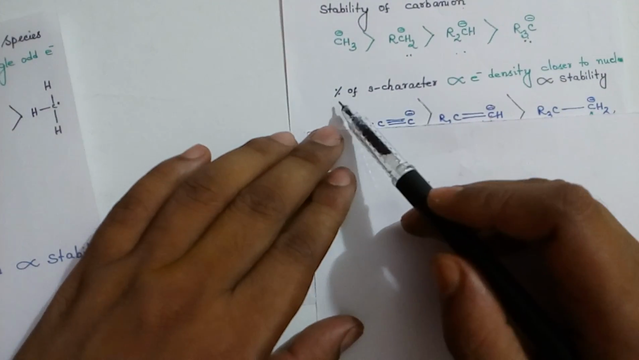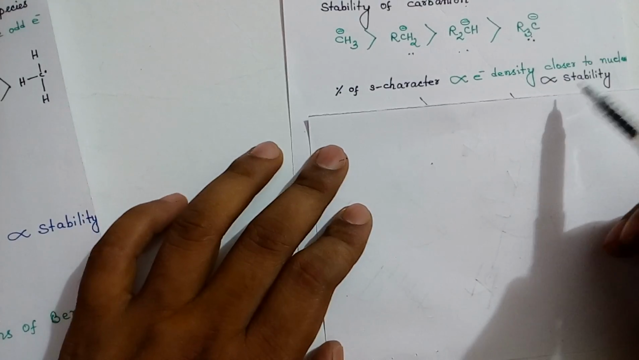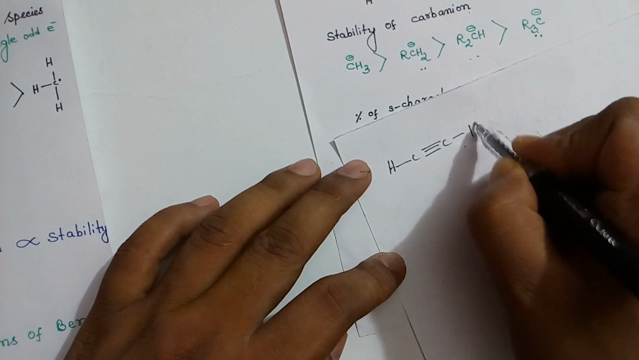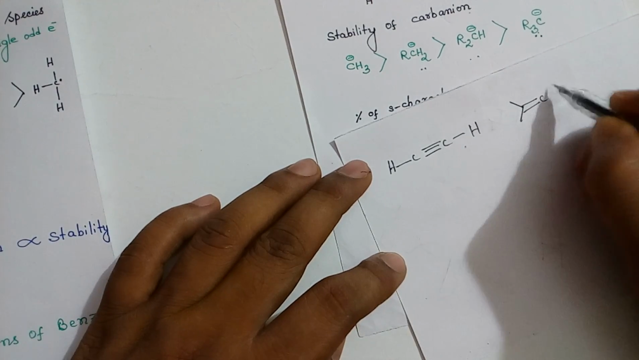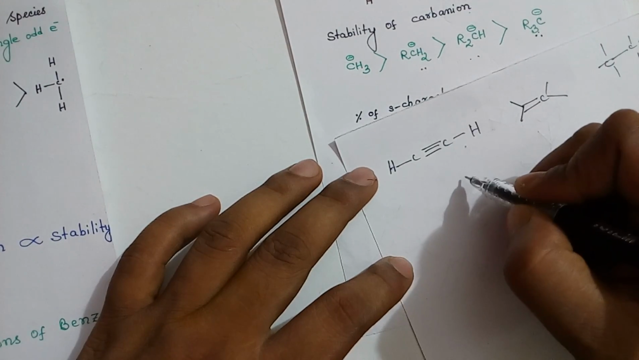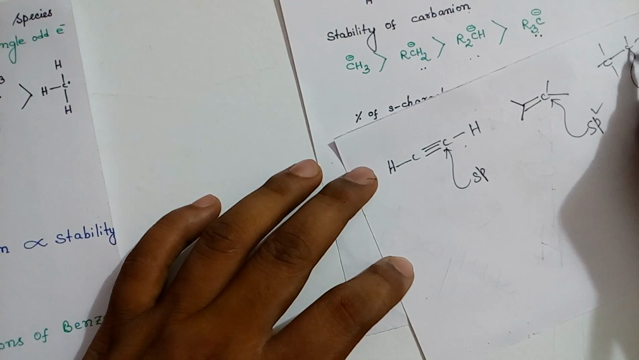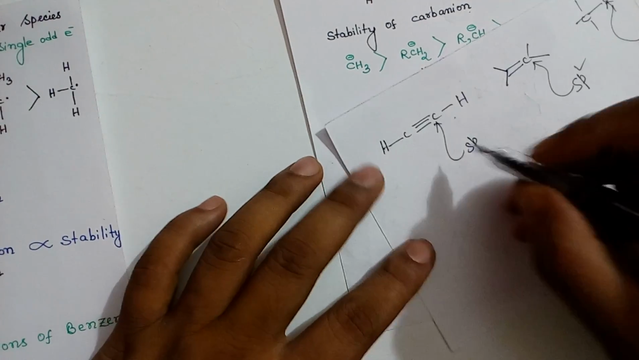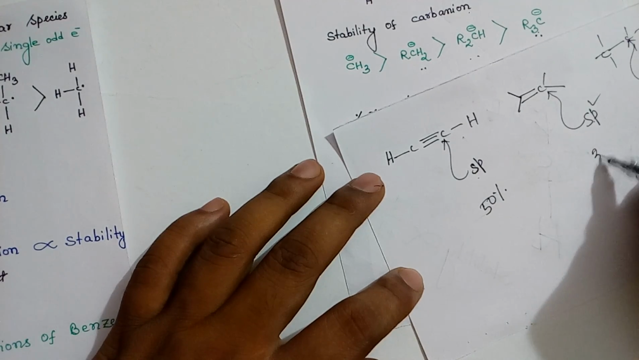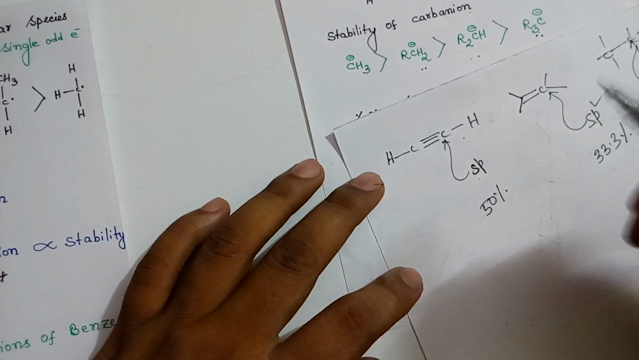And here, the more the percentage of S character, the more the electron density closer to the nucleus, and it will be more stable. Let's take alkyne, alkene, and alkane. In alkyne, carbon is sp hybridized, in alkene it is sp2 hybridized, and in alkane it is sp3 hybridized. Here the percentage of S character will be 50%, here 33.3%, and here 25%. The more the percentage of S character, the more stable.